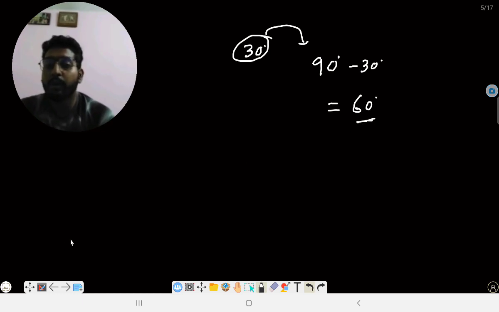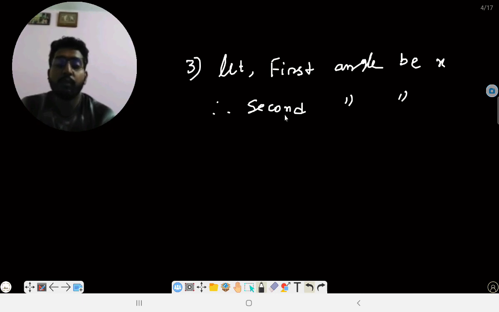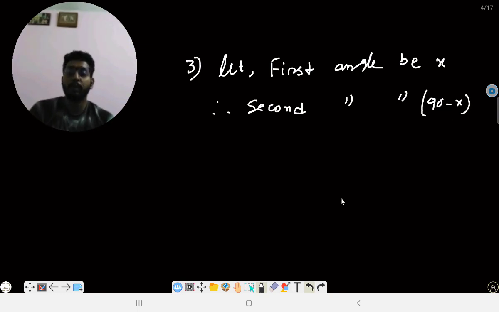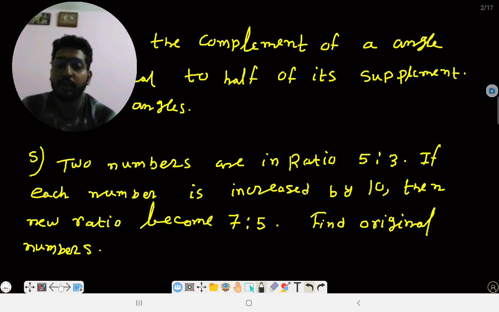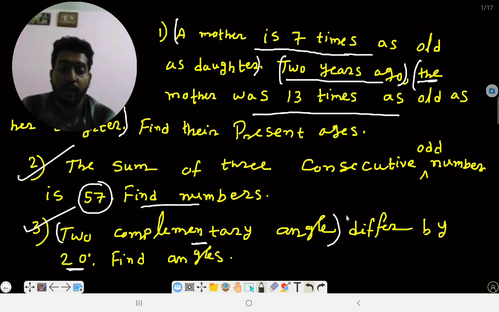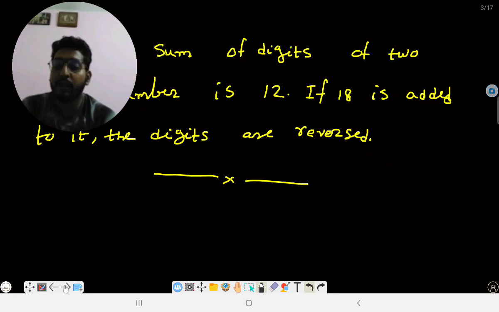So whenever one angle is given and we have to find the other complementary angle, you have to subtract that angle from 90. Here also it is the same thing. First angle is x, so the second angle will be 90 minus x. Why 90 minus x? Because it is given complementary. Done. Now next, it is given differ by 20 degrees. Differ means their difference is 20 degrees.